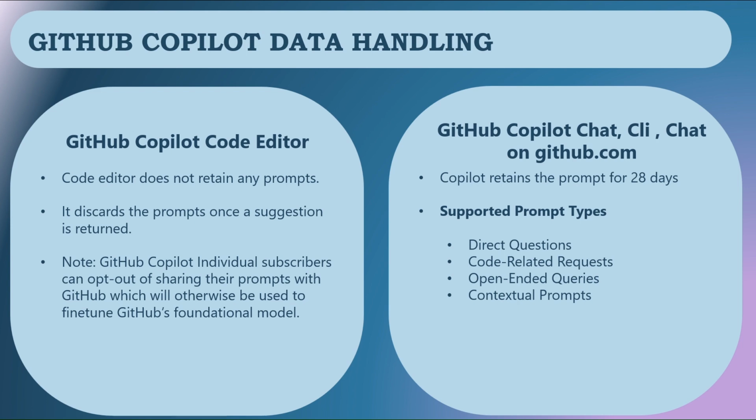But prompts for GitHub Copilot individual plan are shared, but the subscriber can opt out of sharing this prompt with GitHub, which will otherwise be used to fine-tune GitHub's foundational model. While data handling for GitHub Copilot chat, GitHub Copilot CLI mobile, or GitHub Copilot chat on github.com, GitHub Copilot retains the prompt for 28 days, although specific retention policies for GitHub Copilot chat within the code editor may vary.